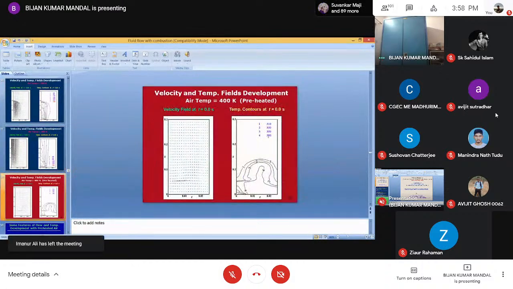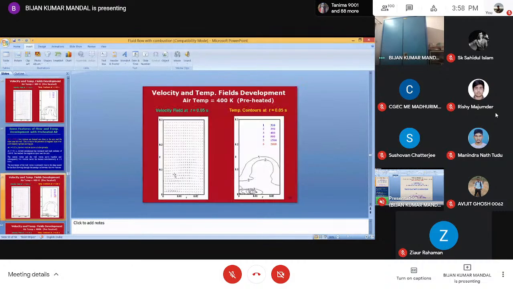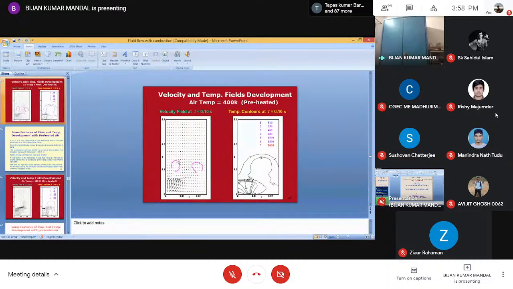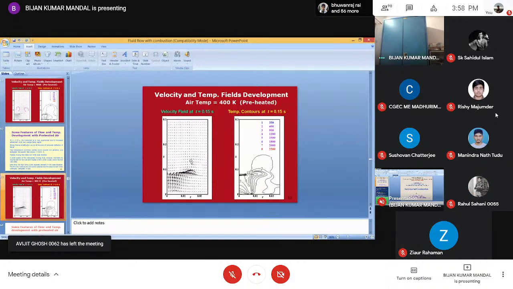Now here, in the preheated air, it is much more complex. You can see that two vortices are formed. Anyway, whatever is written. You can see here, close to the center line, one vortex, and close to the wall another, in the opposite sense. We have shown that rotation. And now the flow is trying to pass through the passage in between the vortices, and that's why you can see much bigger velocity vectors here. And this is the temperature we discussed developing.